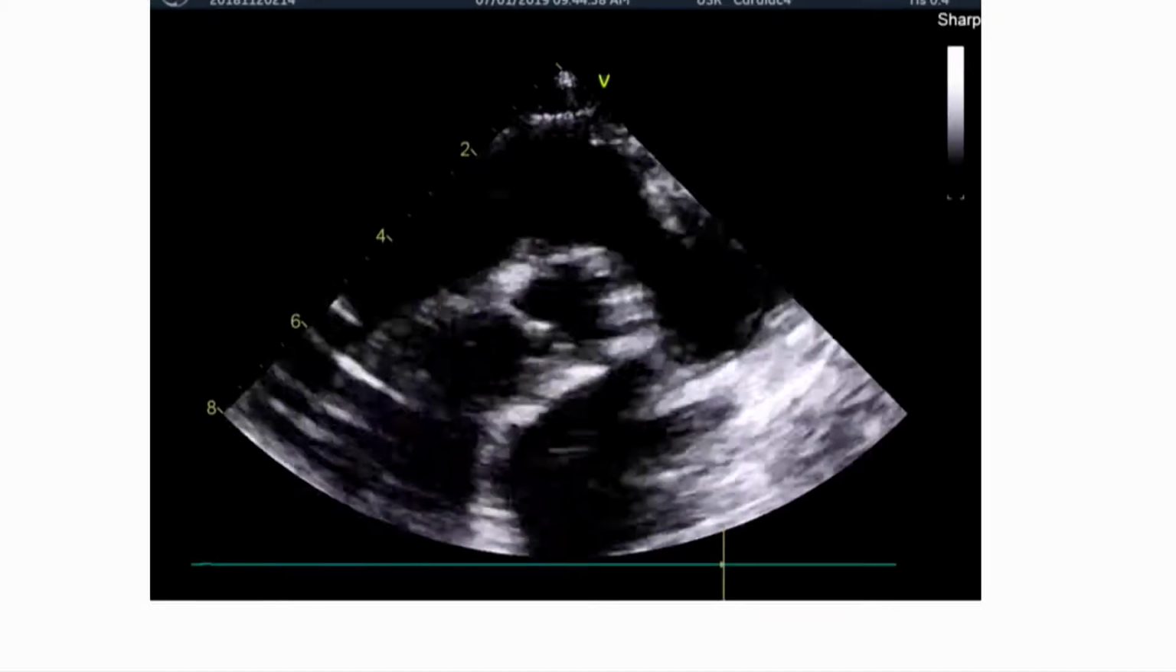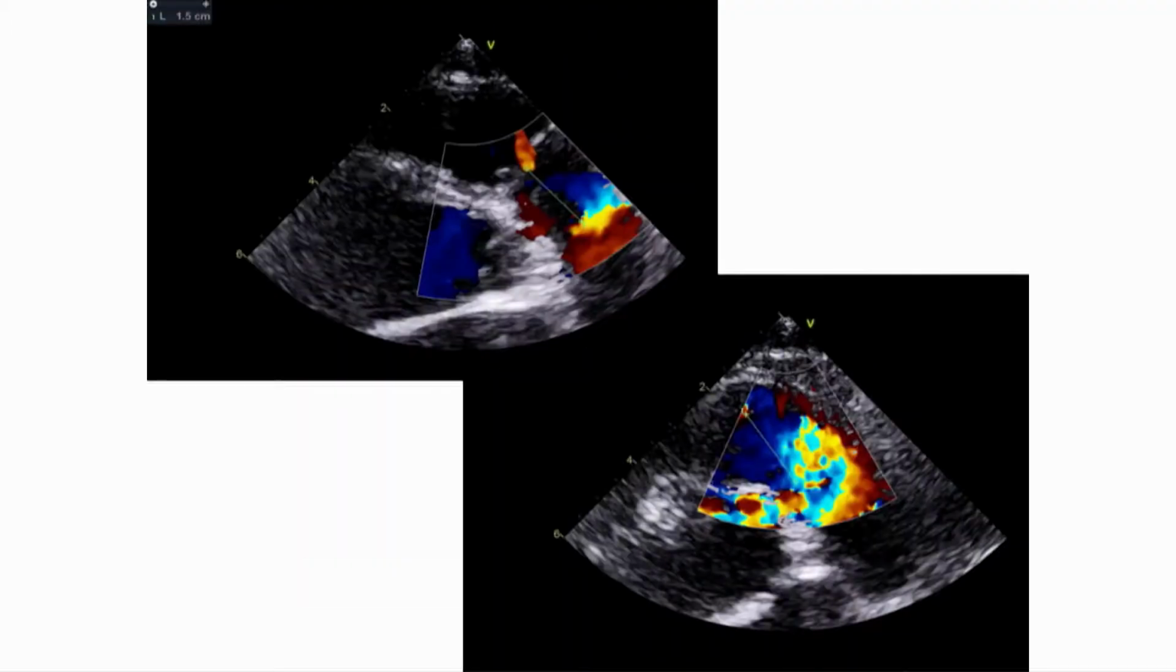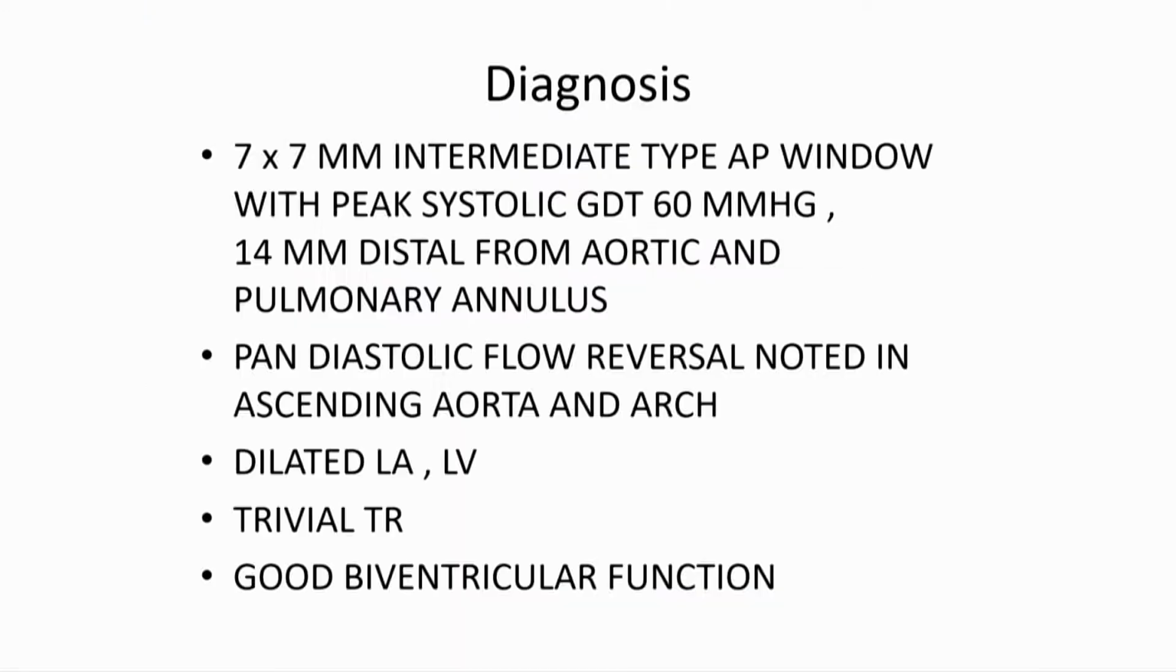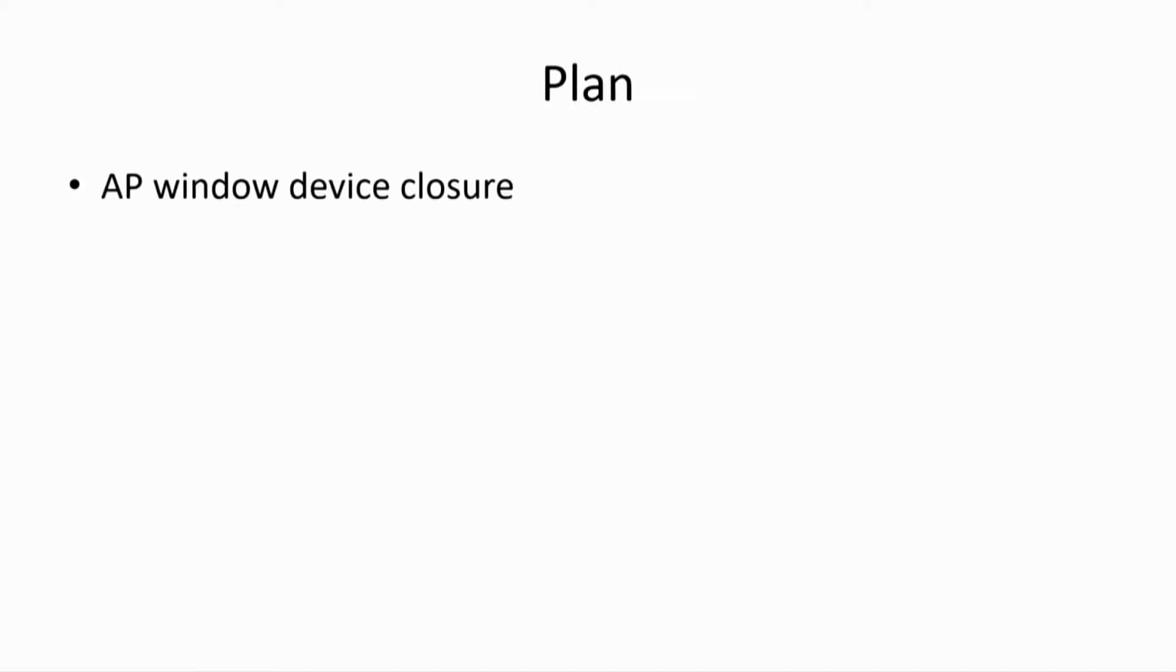This is that aortopulmonary window without color flow. And this aortopulmonary window was found to be around 14 mm away from the pulmonary valve. So the diagnosis, echo-wise, is a 7 by 7 mm intermediate type AP window with a peak systolic gradient of 60 mm mercury, 14 mm distal from the aortic and pulmonary annulus. There was also a pan-diastolic flow reversal noted in the ascending aorta and arch, dilated LA-LV, trivial TR, good biventricular function.